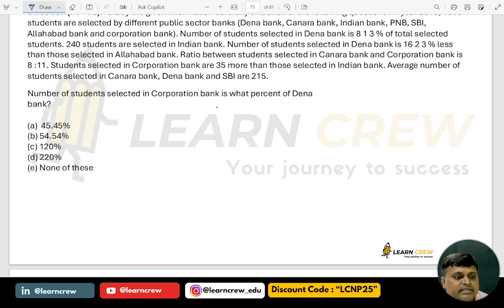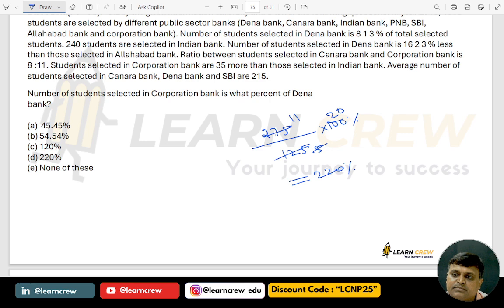Next, the number of students selected in Corporation Bank we got as 275. What percentage is it of Dena Bank? Dena Bank is 125. 275 is what percentage of 125? So if you see here, it is 25 5s are, 25 11s are, 5 20 times. So 220% is the answer.